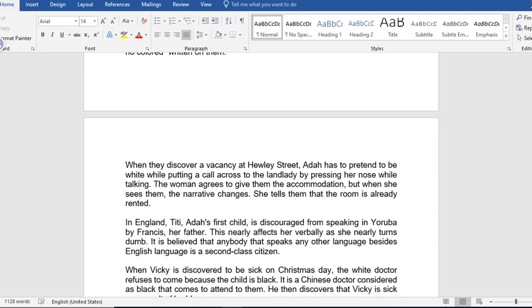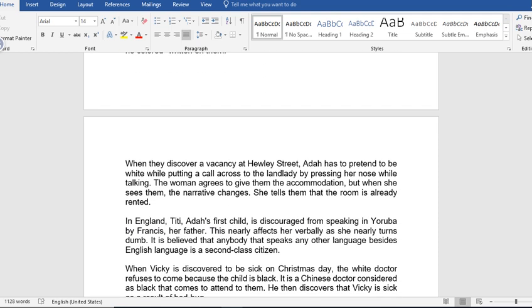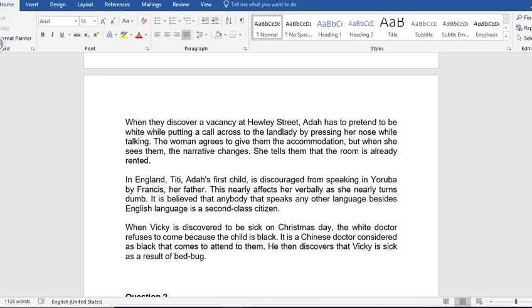When they discover a vacancy at Uli Street, Ada has to pretend to be white while putting a call across to the landlady by pressing her nose while talking. This will change her intonation. The woman agrees to give them the accommodation, but when she sees them, the narrative changes. She tells them that the room is already rented.